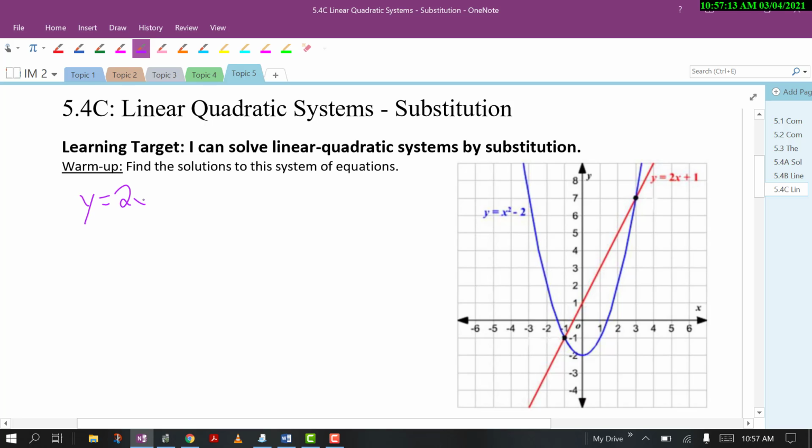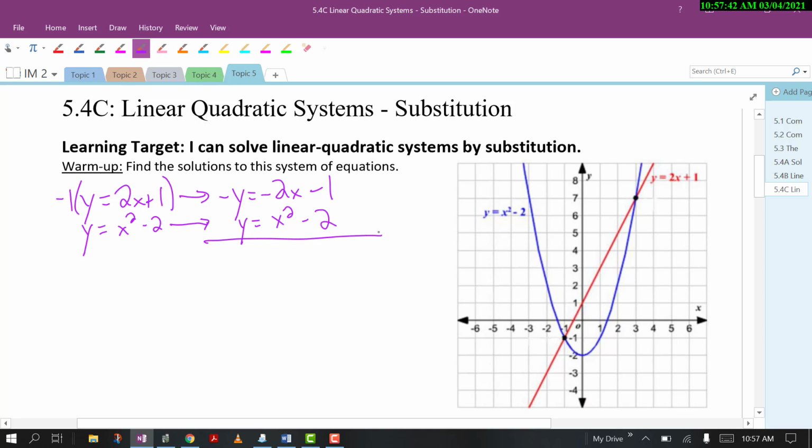Our two equations are given to us. And remember, when we do elimination, we want to cancel out the y in particular. So I want to multiply this first equation by -1. That gives us negative y equals negative 2x minus 1. And I'm just going to bring the other equation over, y equals x squared minus 2. And then we're just going to add down. The y's cancel out. We get 0, which is what we want.